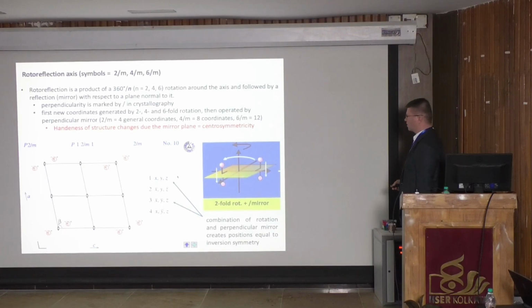And now there's an example of that. So we have a twofold rotation and a mirror. So first rotating and then mirroring, one will create three others. And this is how it works.